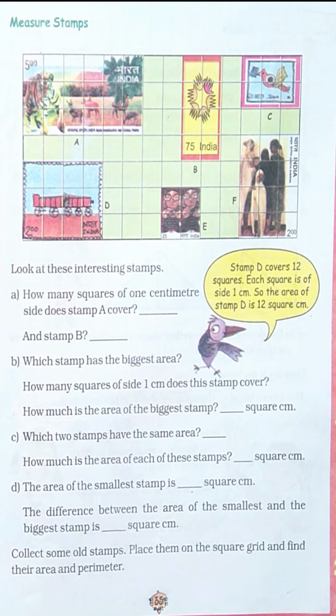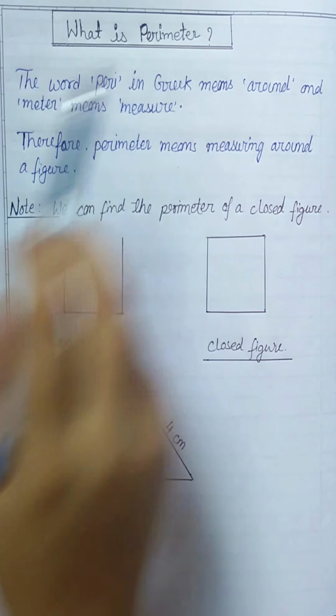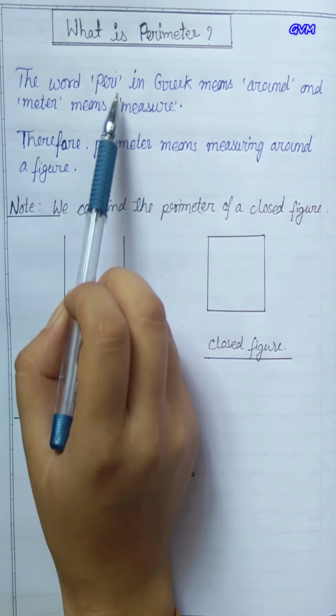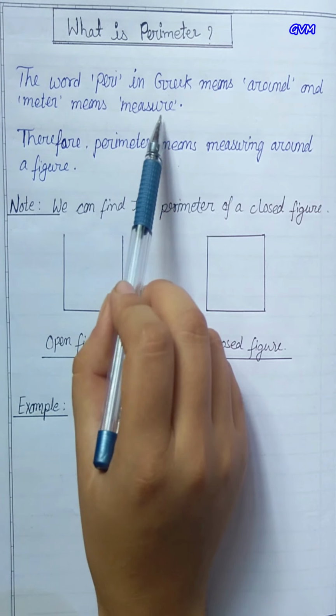Okay, now students, let's come and discuss some important facts about this chapter. Rest, you have been given some activities, you can learn those activities and can enjoy the chapter. So what is perimeter? As I said before, perimeter is a boundary. Okay, now the word peri in Greek means around and meter means measure.